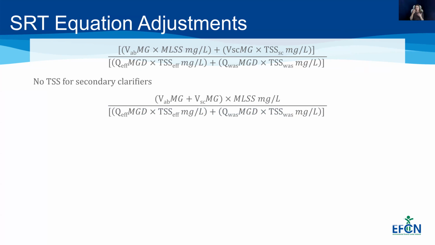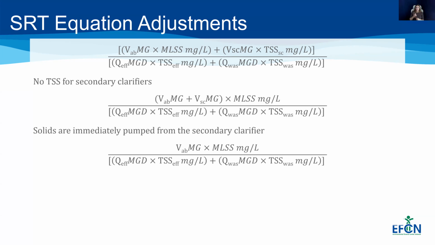Now, if you're not able to measure your total suspended solids for your secondary clarifier, you would typically just use the same MLSS for your aeration basin as you have for your secondary clarifier, and assume that they are at least close, or that you can use the same values. If your solids are immediately pumped from your secondary clarifier, you wouldn't even use a number for that because they would not be accounted for in your sludge age.